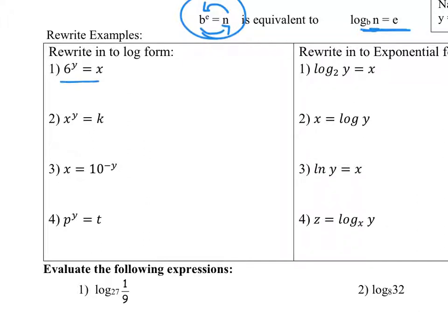So this is the exponential. Can we write it as a log? Well, it's log, the base is 6, of x is equal to y. This one, here's the x, that's your base. It doesn't matter what the base is. It's just what the exponent is being raised to. So then we go to the k, and that's equal to the exponent. So the log is always equal to the exponent. The exponent should be by itself when you're dealing with a log.